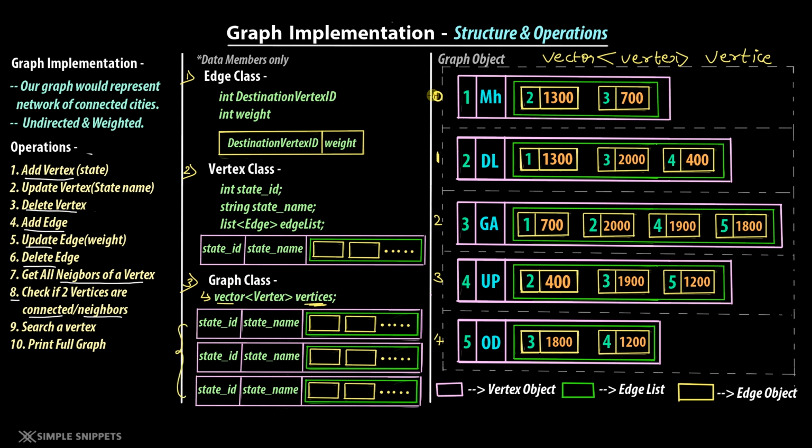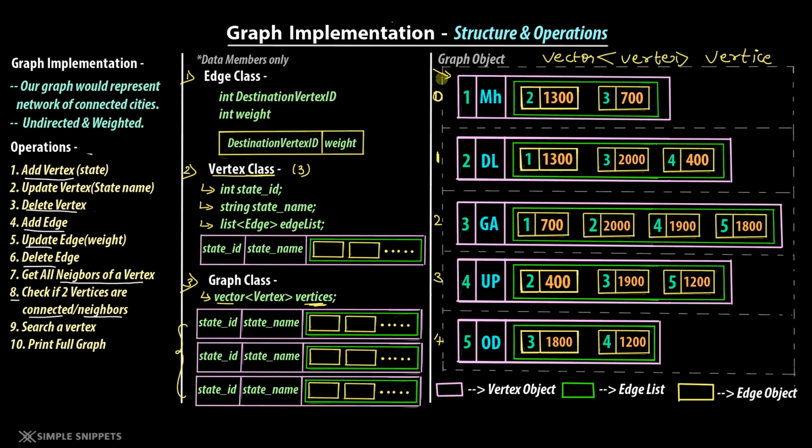So at index position 0, we have the first vertex. What is this vertex? This entire pink container is our vertex class. Inside this vertex class, what do we have? We have a state ID, right? As I mentioned, remember, every state will have a unique state ID. It will have a state name, so let's say Maharashtra, Goa, Uttar Pradesh, Madhya Pradesh, so on and so forth. And it will also have its own list of edges. So 3 data members in the vertex class.